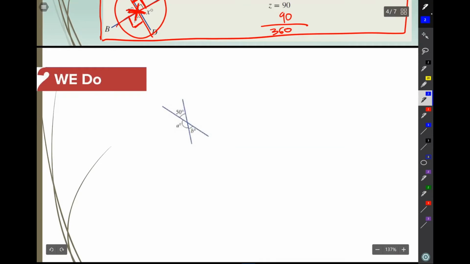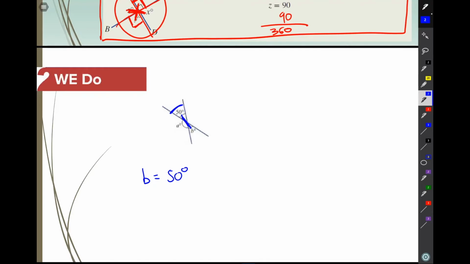Alright, let's look at some examples. We know that this angle is 50, and we want to work out A and we want to work out B. Now there's a couple different ways you can approach this, and you should get the same answer however you do it. But because in this video we're talking about vertically opposite angles, I'm going to start by just writing down B equals 50 degrees, because we know that these two angles are vertically opposite, and so they have to be the same.